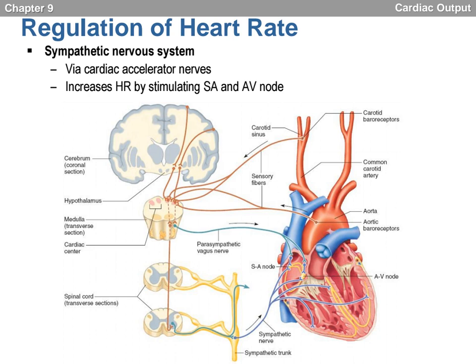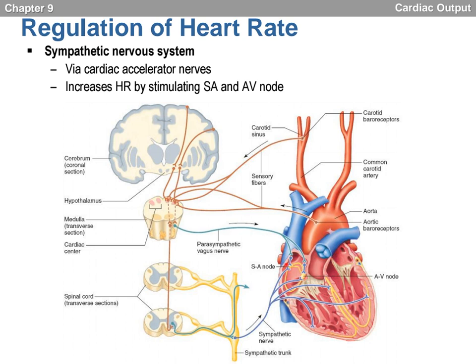In addition to the parasympathetic nervous system, the sympathetic nervous system also has an effect on the heart rate. It can accelerate the heart rate via cardiac accelerator nerves, and it can also stimulate the heart, the ventricles, to contract with more force. So if we look at the effect on heart rate, we can see that there are sympathetic neurons that leave the spinal cord, and they make a synapse with yet another sympathetic neuron that will then release norepinephrine at the SA node and norepinephrine at the AV node.